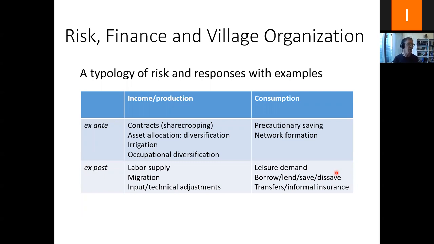And tomorrow, Abhijit Banerjee will talk about the credit market and the roles it can play in dealing with risk. But today, we're going to focus mostly on transfers and informal insurance. That is, how do communities who are dealing with risk and dealing with shocks, how can they optimally help each other out? How can risk be allocated informally within communities?